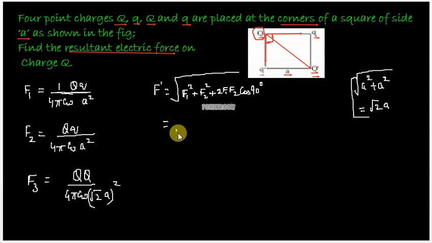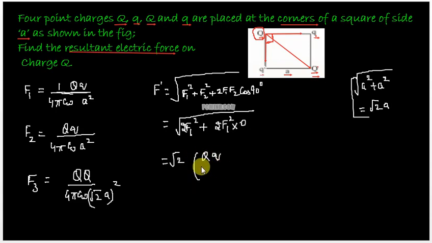Now since F1 and F2 are equal, so we can write them as F1 square plus F1 square. So that's 2F1 square plus here also we get 2F1 square into cos 90. Now that is 0. So we have square root 2 times F1 or F2. So we can put the value of any of the two here. So square root 2 times Qq upon 4 pi epsilon naught a square. Now that is the resultant force of F1 and F2.